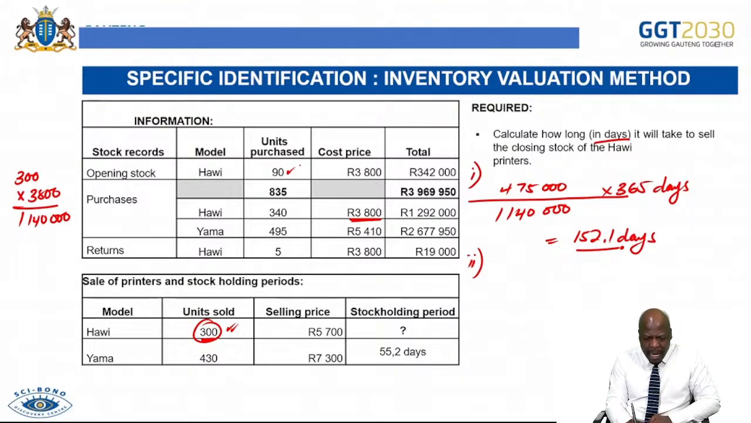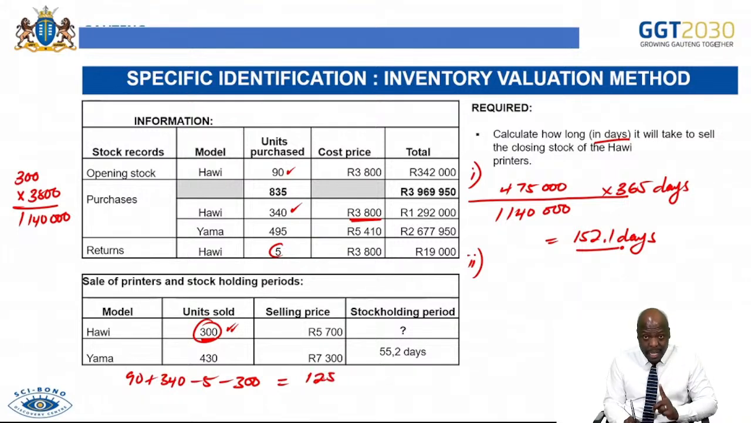Of the Howie, remember we had 90, and then we purchased how many? 340. So in other words, we had 90 plus 340. Remember, we're focusing on the Howie. It's the 90 plus the 340. And then we returned how many? We returned 5. And then we sold the 300. All right. That means our closing stock number of units is 125.